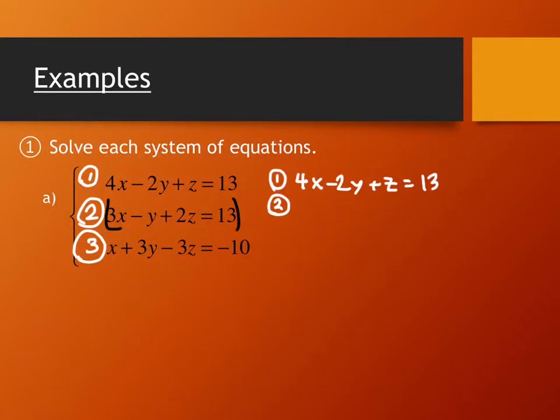A negative 2. So I'm going to multiply every component by negative 2. So this would be negative 6x. And then what? Plus 2y. That's kind of our goal, right? Then what? Equals negative 26. Nice. Okay, so, right, the y's cancel.